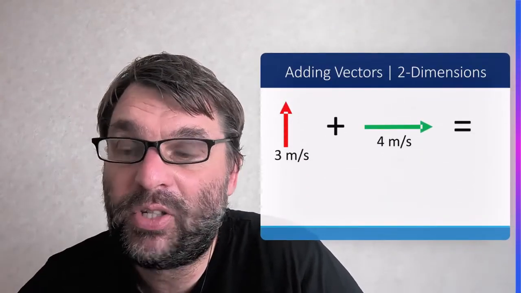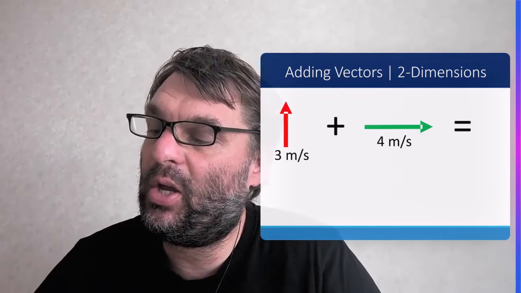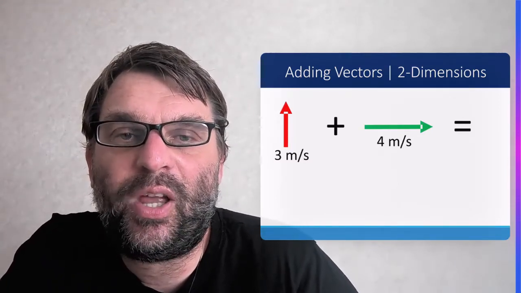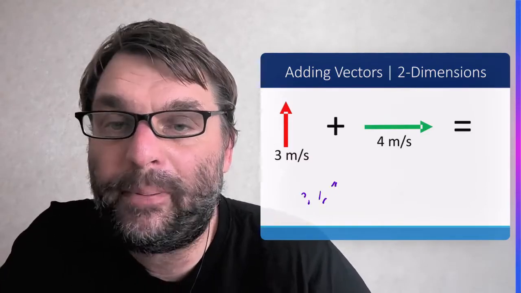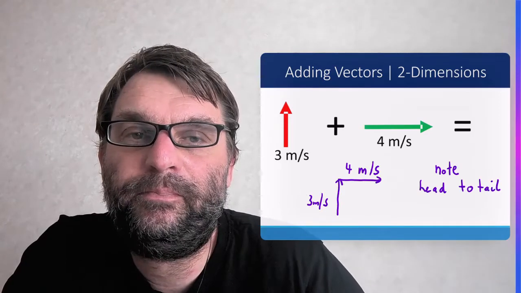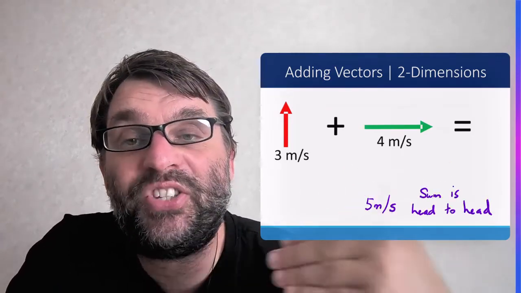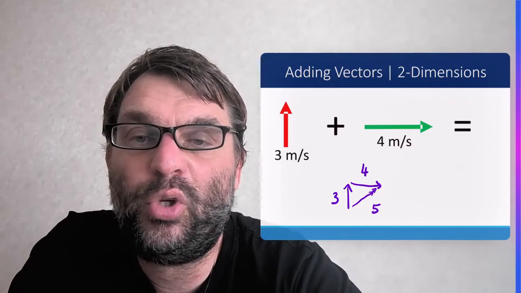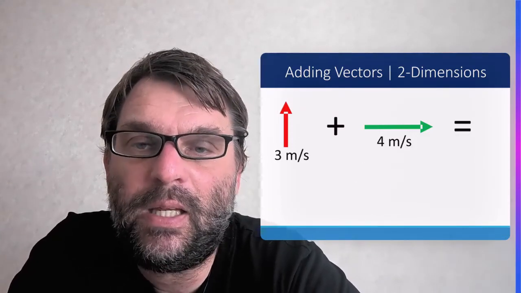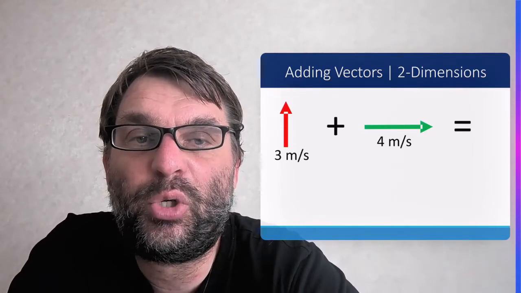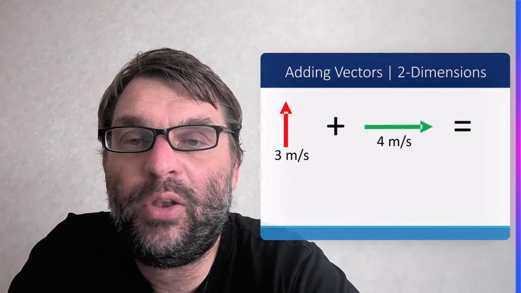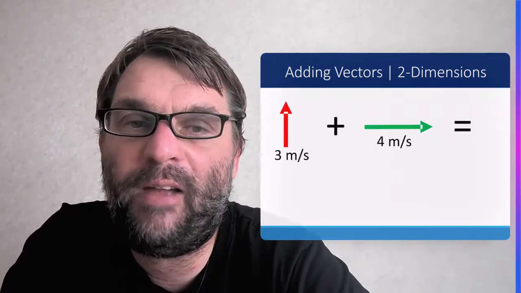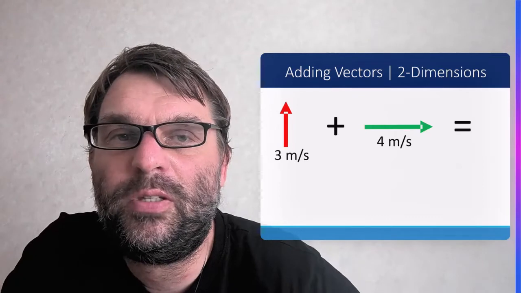In terms of the mathematics of adding vectors, you will use trigonometry. When you're adding vectors like this, it's going to be 3 meters per second up, that's why the arrow is pointing up, and 4 meters per second to the right. When you add them, the sum of those two will essentially be the hypotenuse of a right-angled triangle. It's important to note when writing or drawing vectors that the two variables, in this case 3 and 4, go head to tail, and the sum will go head to head to give the sum of 5 meters per second in 2 dimensions.